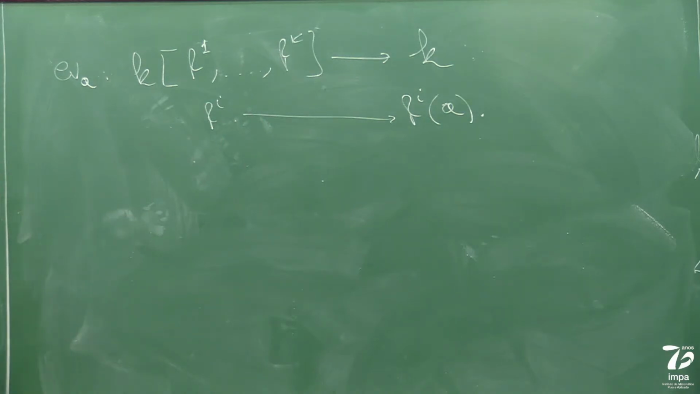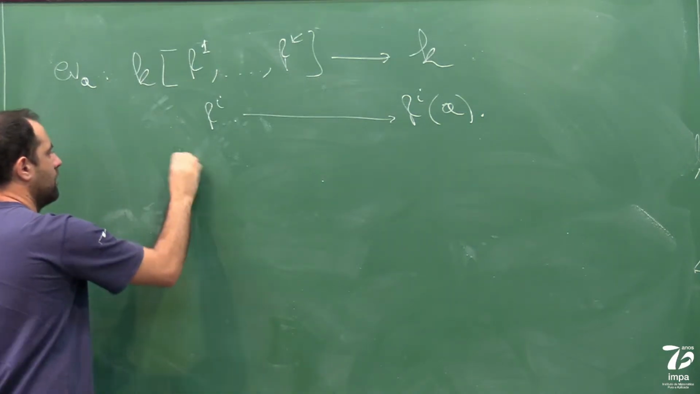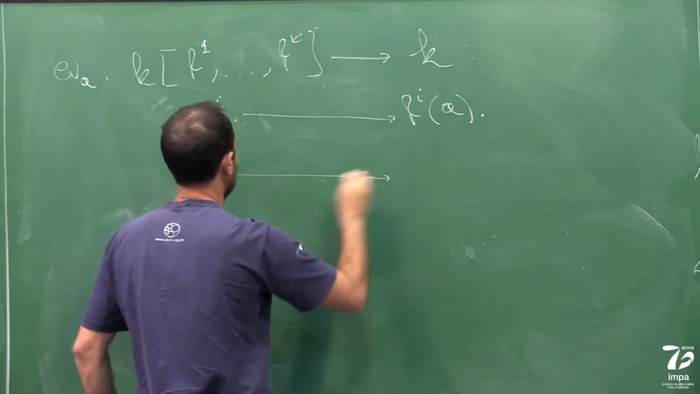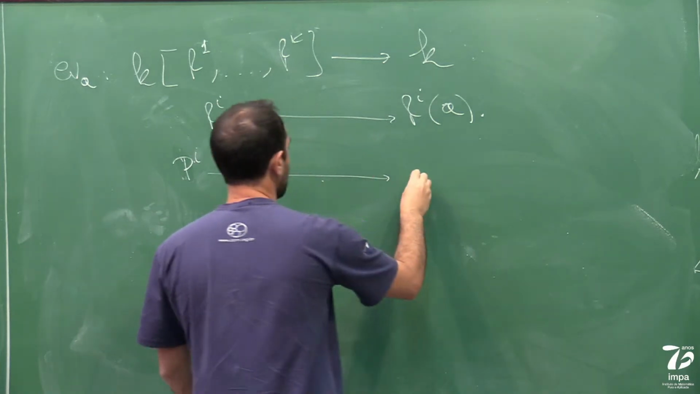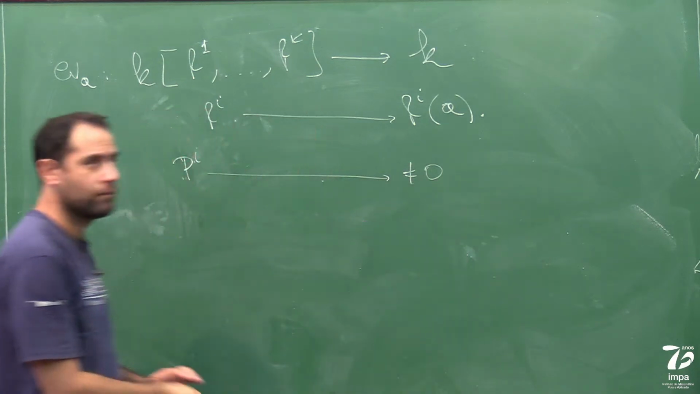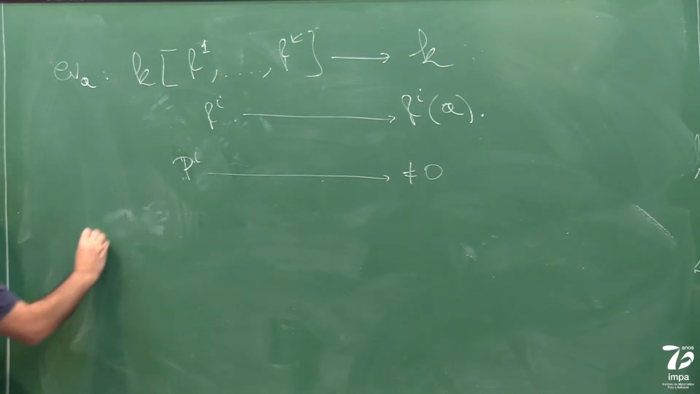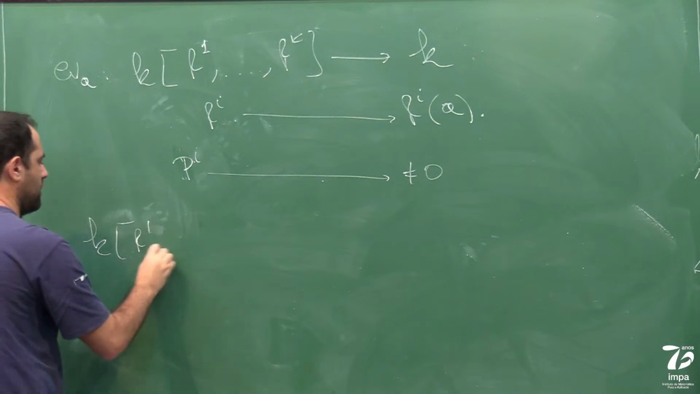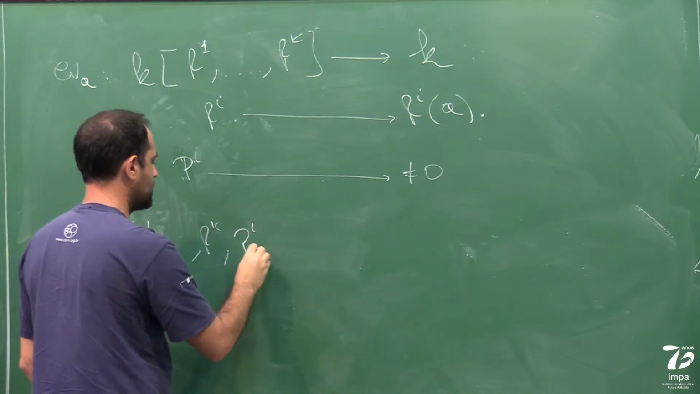But notice that each one of the pi's also goes to pi. So each one of the pi's, when I evaluate at a, goes to something non-zero. So if each one of the pi's, which is a polynomial, goes to something that is non-zero, then you can extend this to the localization.